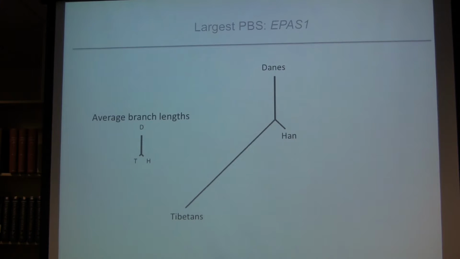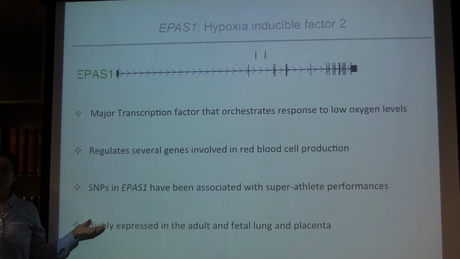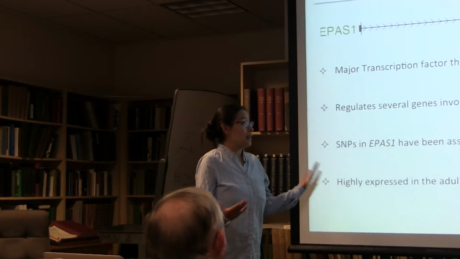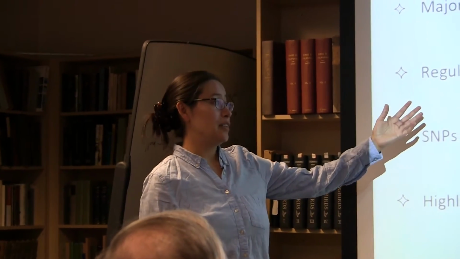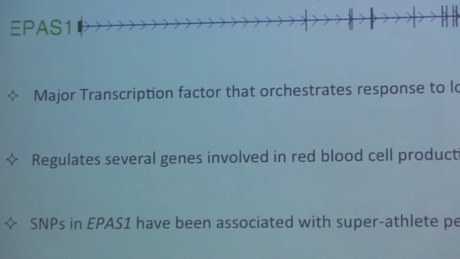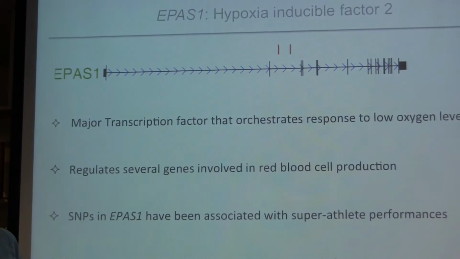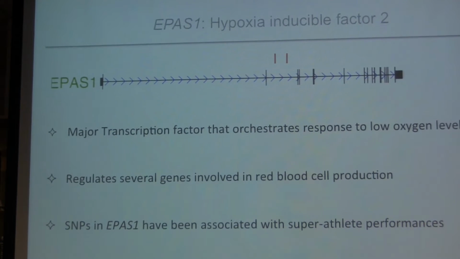When we found this gene, we were really happy because this gene is also called hypoxia-inducible factor 2, and you can't do better than finding a gene that has hypoxia in its name. We were happy because it made a lot of biological sense. It regulates the response to hypoxia. It is also involved in red blood cell production and other things that make biological sense. Interestingly, the two mutations that were driving the signal in this gene are in an intron.